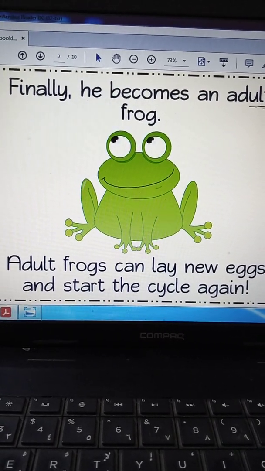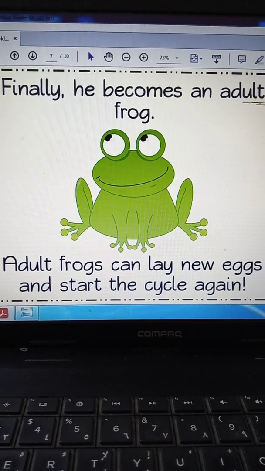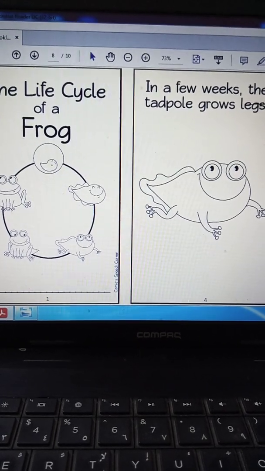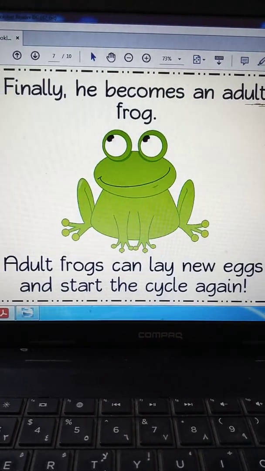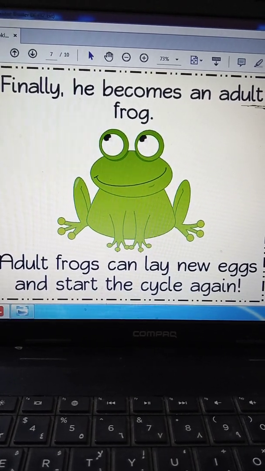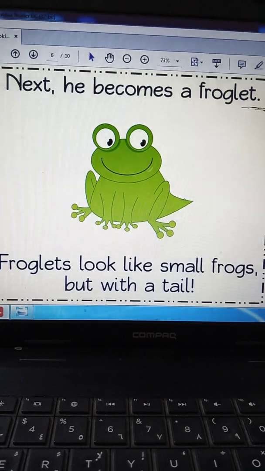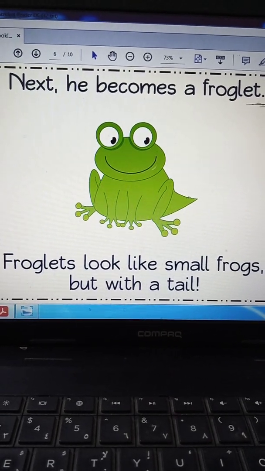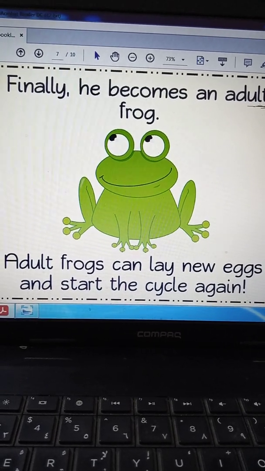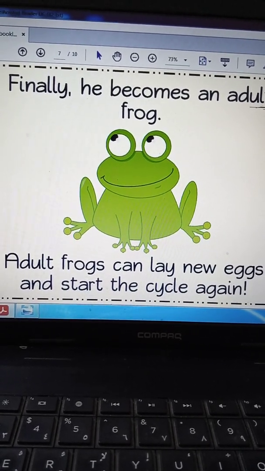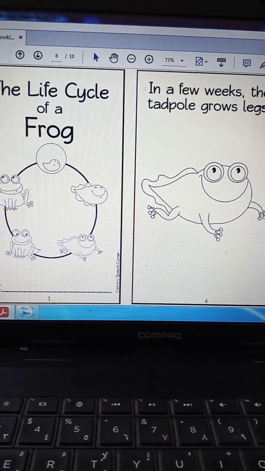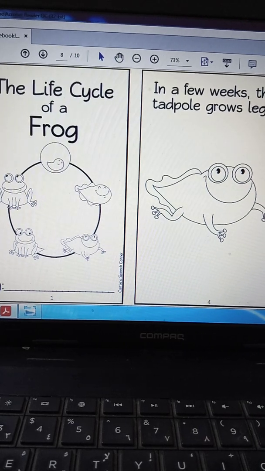Finally, he becomes an adult. Adult frogs can lay new eggs and start the cycle again. Okay? So, you see here? Finally, what happened after being a froglet? A baby froglet with a tail. You see the tail? It was a little froglet. Now, it became an adult frog, and it can lay eggs and start the life cycle of a frog again and again. So, the life cycle of a frog, in a few weeks, the tadpole grows legs.